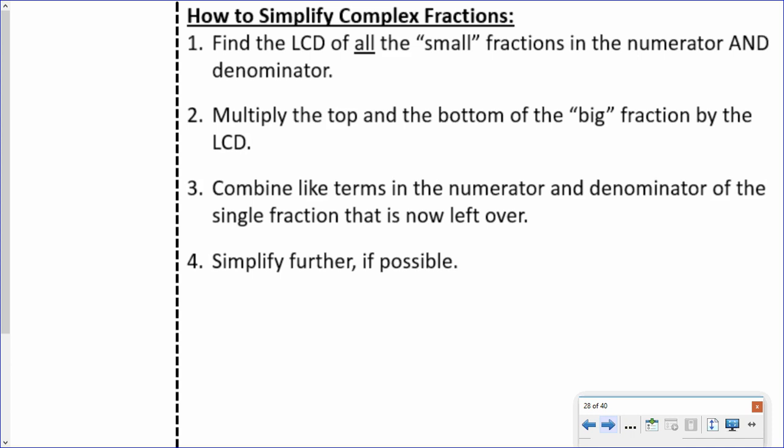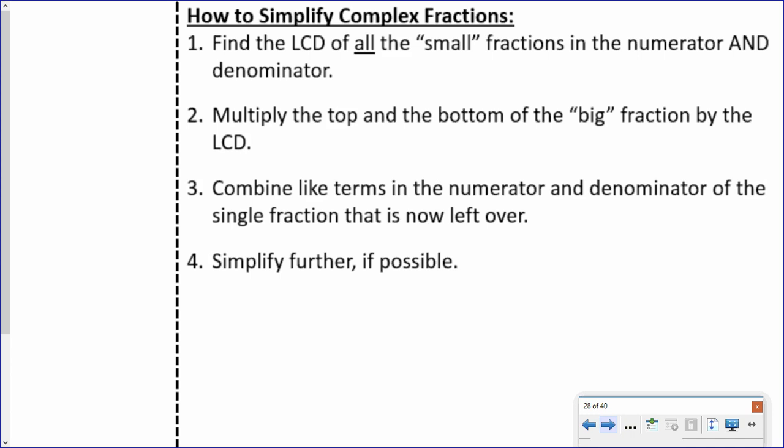Okay, so how to simplify complex fractions. First, we're going to find the least common denominator of all the quote-unquote small fractions in the numerator and denominator of the whole big fraction. So that'll make sense when we do an example.